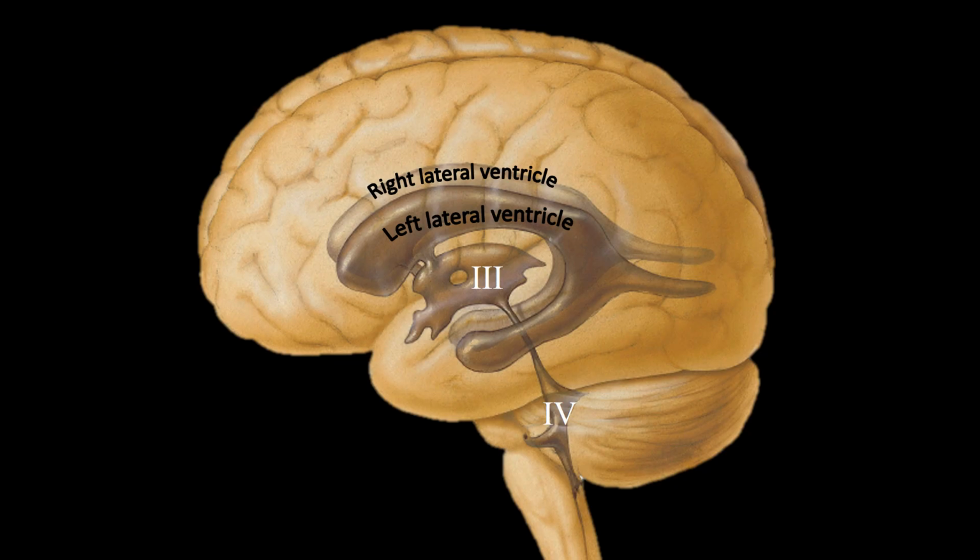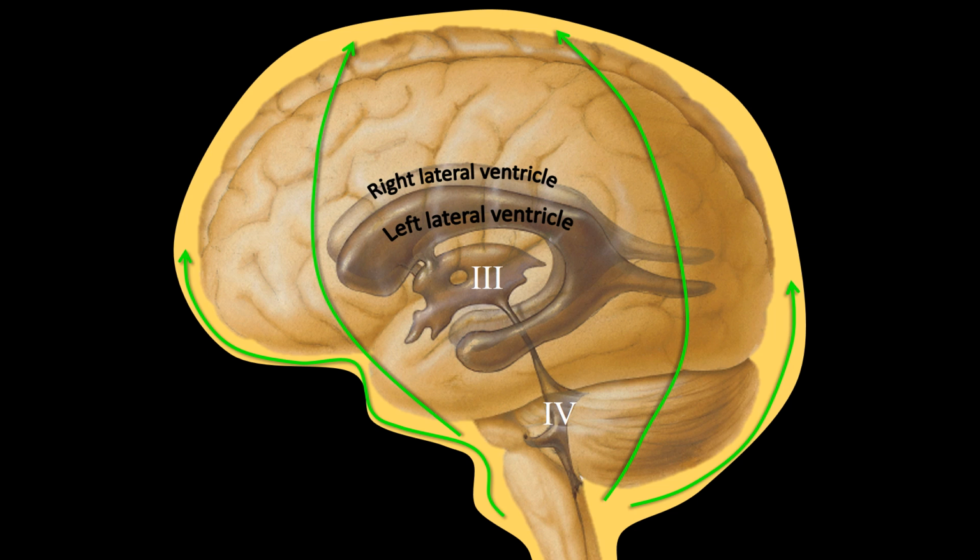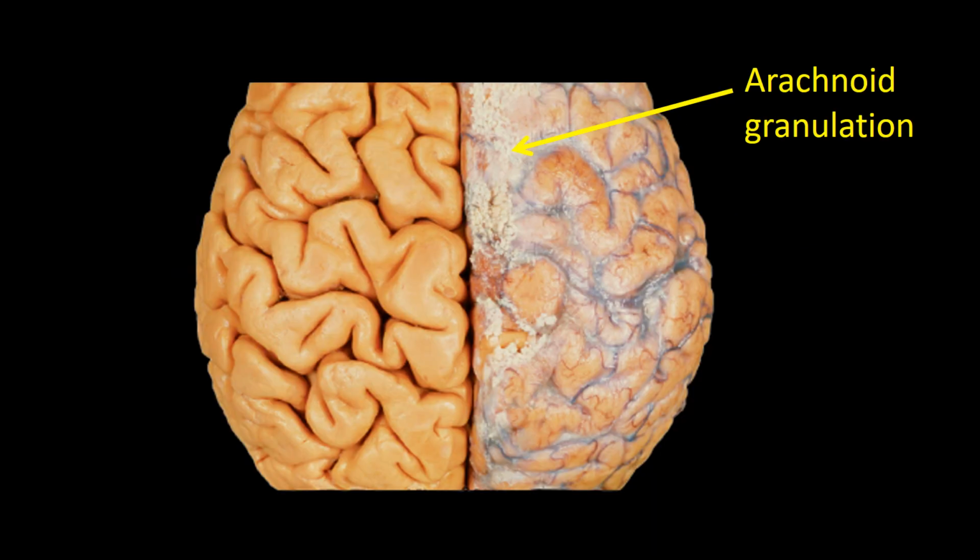Now let's go back to the transparent brain image to show the exiting of CSF from the ventricular system into the subarachnoid space. The arrows presented here indicate the route CSF follows to reach the upper mid-sagittal region of the cranial vault, from where it is absorbed. This absorption takes place by the arachnoid granulations.